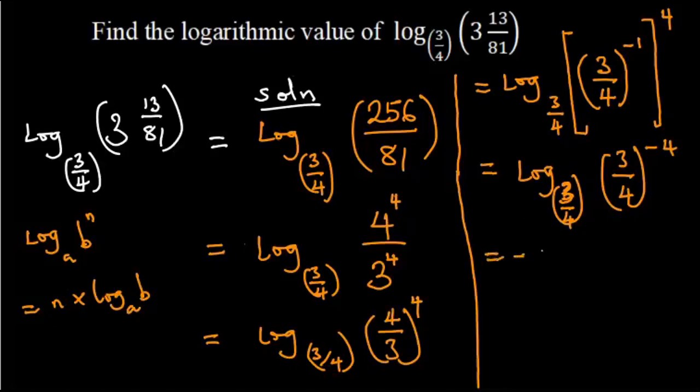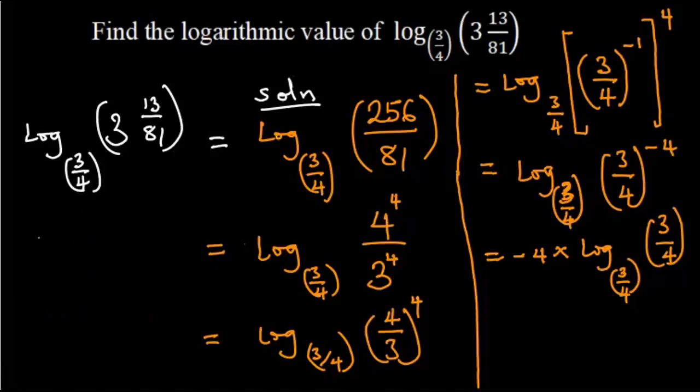This is simply minus 4 multiplying the logarithm of 3 over 4 and the base of 3 over 4. Now, notice that they have the same base. Yes, notice that we have log of the same base here. So, there is a rule of logarithm that says that log of a of base a is always 1.